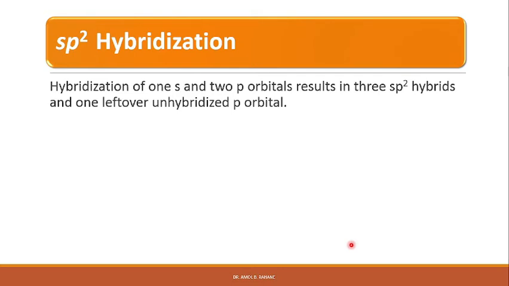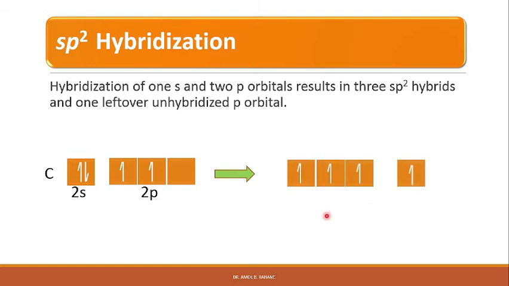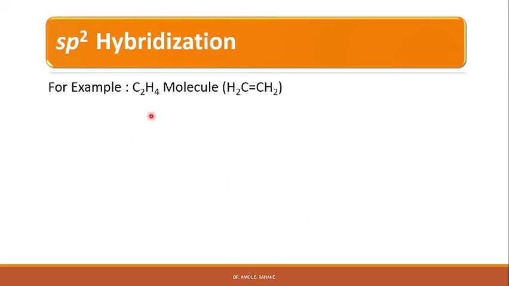Hybridization of one s and two p orbitals results in 3 sp2 hybrid orbitals and one leftover unhybridized p orbital. Therefore in the case of carbon, we have 4 electrons in the 2s and 2p orbitals. When they hybridize in the sp2 hybridization, we get 3 sp2 hybrid orbitals and one leftover unhybridized p orbital. Now let us see the example of the C2H4 molecule, right?